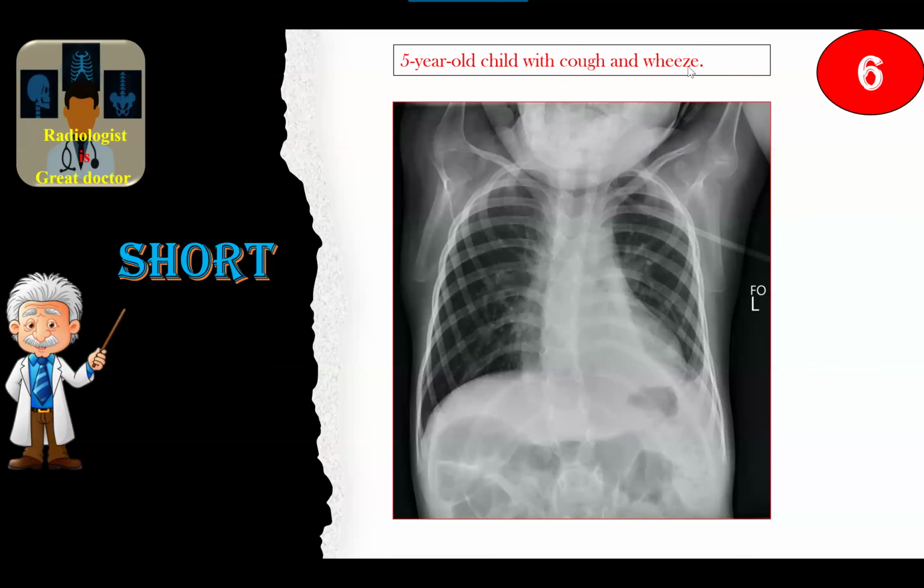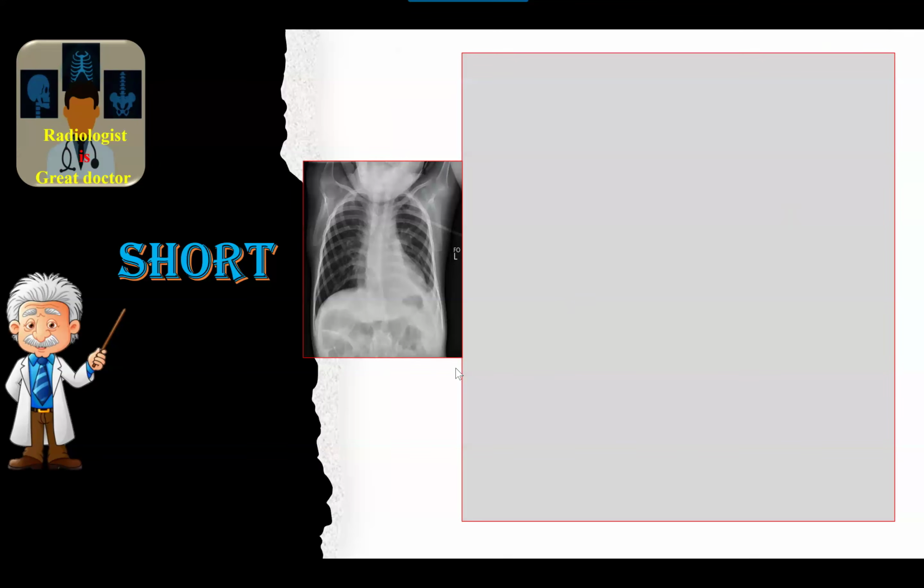Presentation: cough and wheeze. Foreign body aspiration. So the diagnosis is foreign body aspiration. Further management of the patient will be bronchoscopic retrieval of the foreign body, and it's urgent.